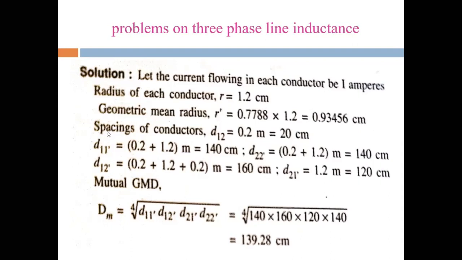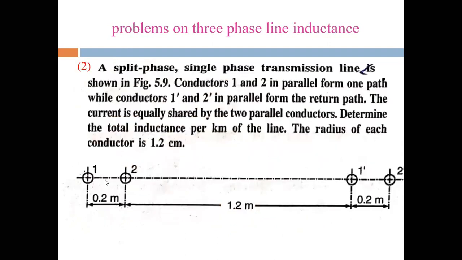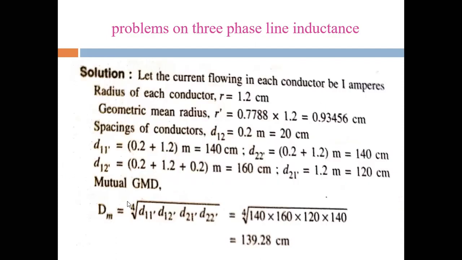Next we determine the spacing of the conductors, that is D12. The distance between conductors 1 and 2 is 0.2 meters, as already mentioned in the question diagram. Converted into centimeters, that is 20 centimeters.